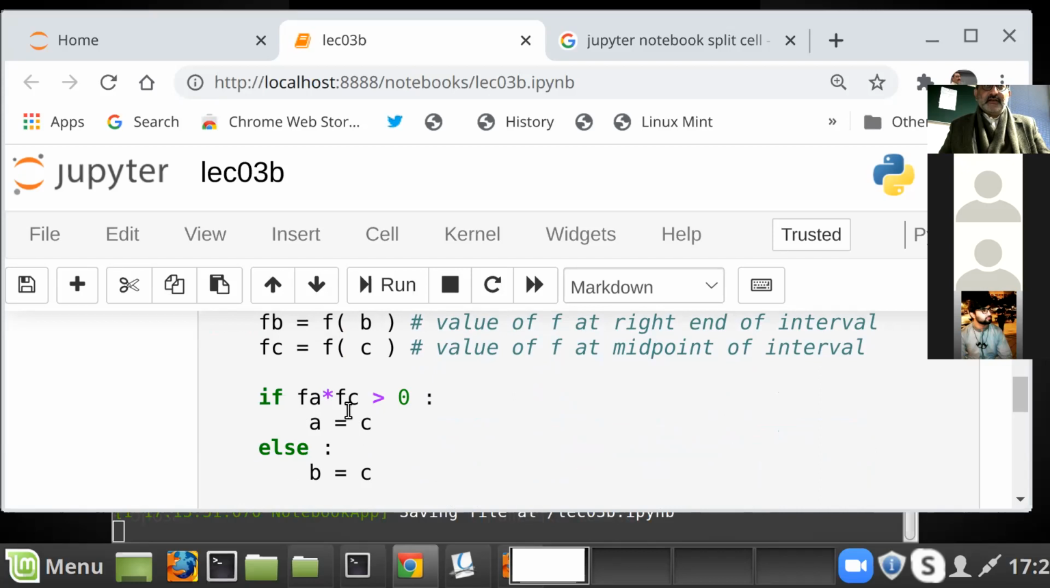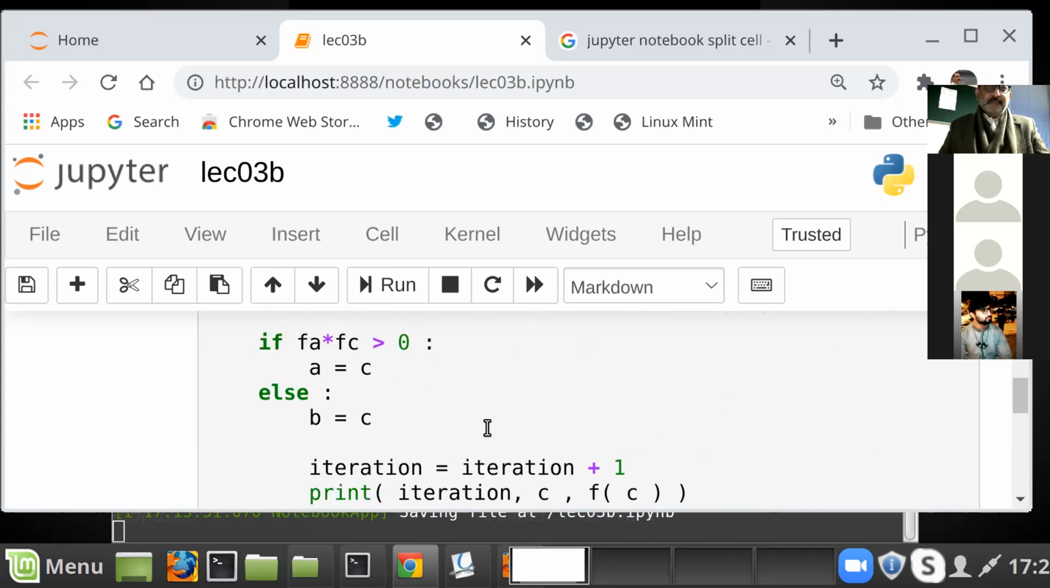This is how we check if signs are the same or different. If they're different signs, when you multiply those two things together, you'll get less than 0. If they're the same sign, you will get a negative times a negative or a positive times a positive, so you get something bigger than 0. So if f of A times f of C is greater than 0, then A is equal to C. Otherwise, else, let B equal C.